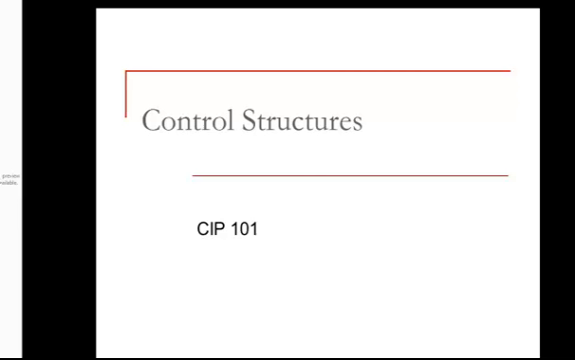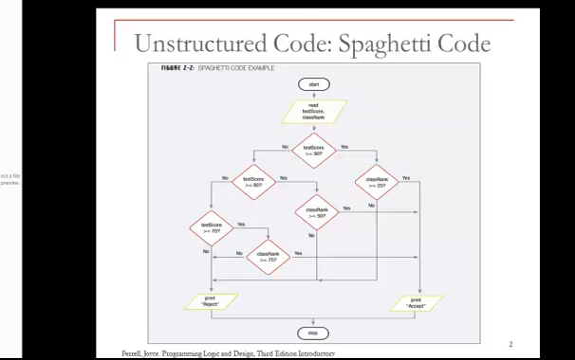Let's look at the concept of control structures and learn about the three basic control structures that we'll use when developing our programs. This is a flowchart. Have you seen a flowchart before? It's unstructured spaghetti code. And when people were first programming, this is how code was written. The problem with spaghetti code was that it was hard for other programmers to come in and read the source code and make modifications.